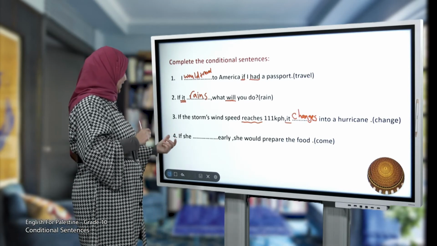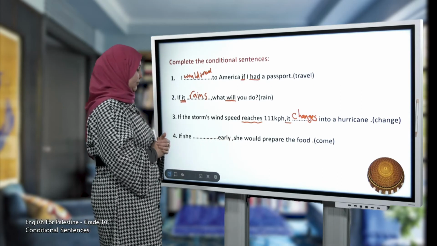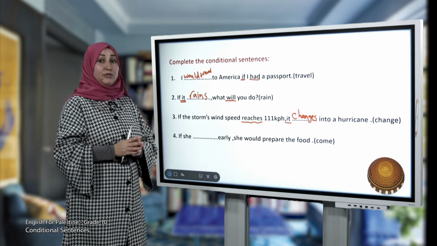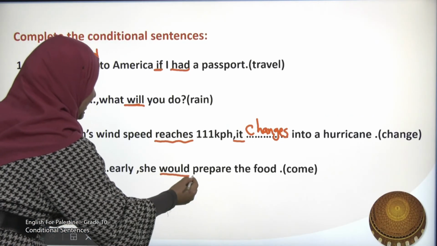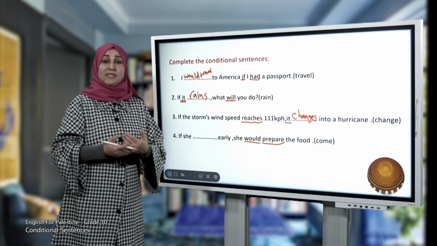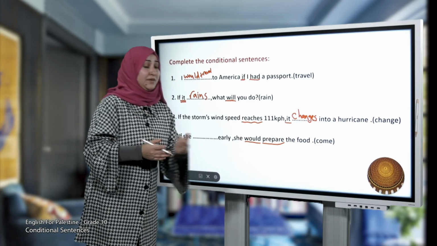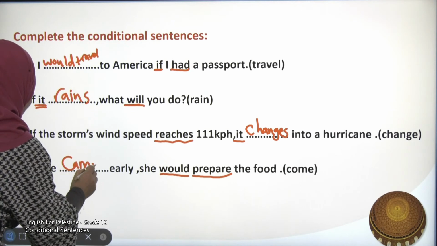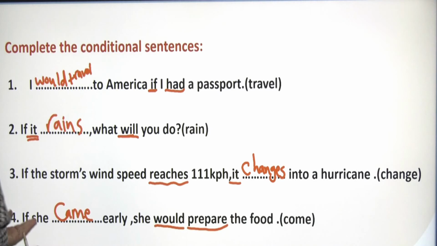Example number 4. If she early, she would prepare the food. Which type is this sentence? It's type 2. How do you know? Because we have would plus verb infinitive. So the verb in the first clause must be simple past. So the simple past of come is came. If she came early, she would prepare the food.